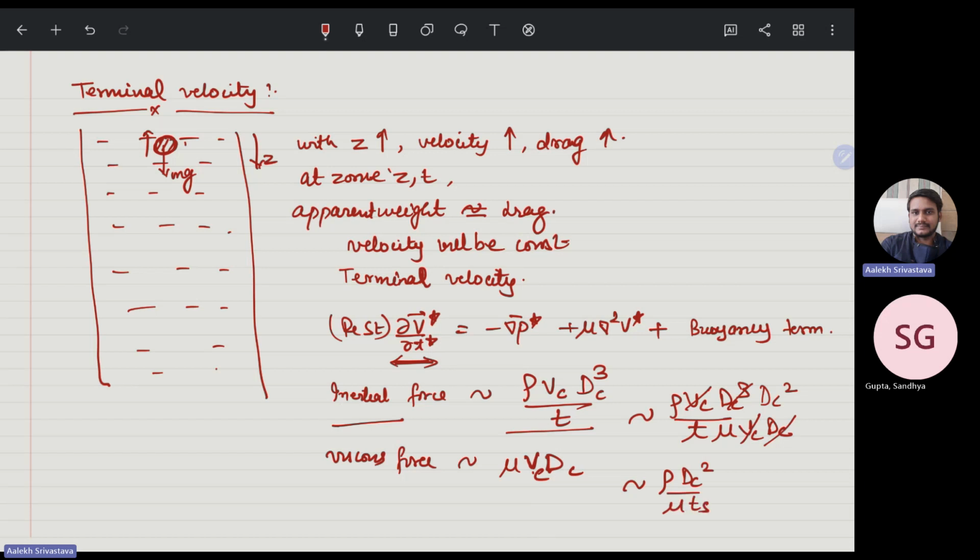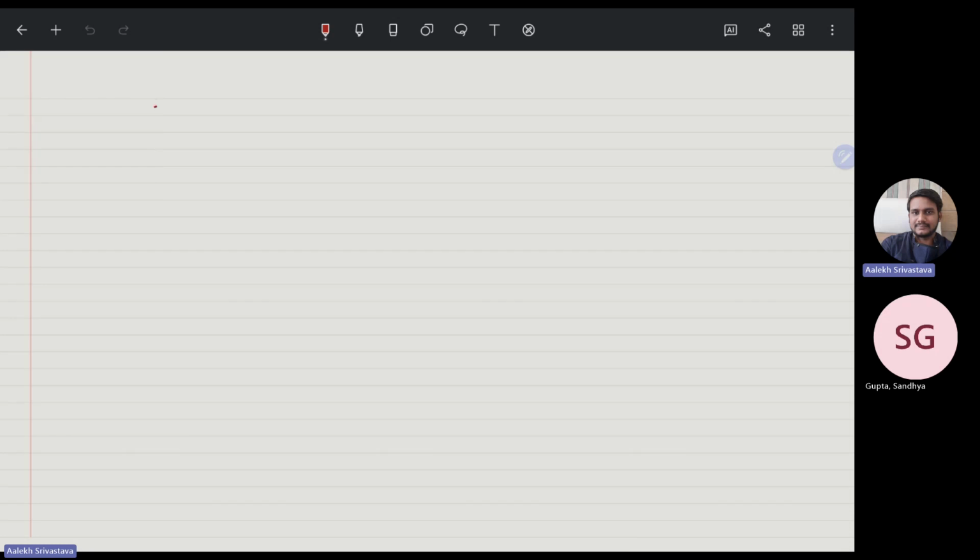Now, we can say that terminal velocity is achieved when the inertial term, the unsteady state inertial term, is much less than the viscous term.